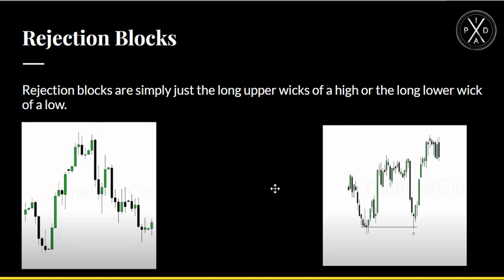And one more thing that I will add for rejection block is that we want to see the bodies of these two candles be even. So as we see here, we have the upper body of this candle, and the upper body of this candle is even. So that kind of heightens the probability of this rejection block. And then we also see that the lower body of this green candle and the lower body of this black candle are even. So that heightens the probability of this rejection block as well. So price comes down, hits that wick right here, and then it climbs higher. All right, so that's what rejection blocks are.